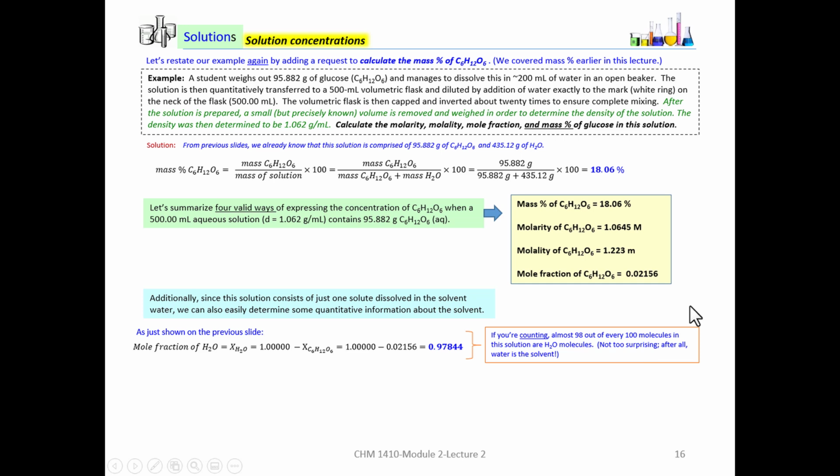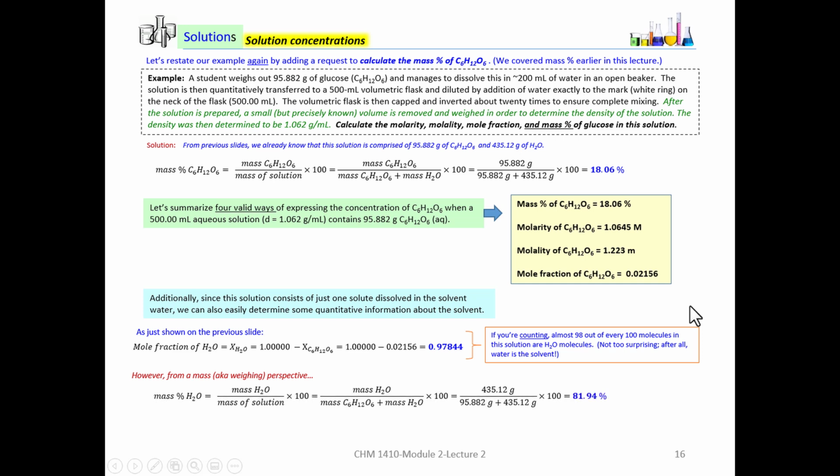Now this is not too surprising after all, since water is the solvent, and the solvent is defined typically as the component of the solution there in the greater molar quantity. However, interestingly enough, from a mass or weighing perspective, the mass percent of water is 81.94%. That would be so because basically you're taking 100% and subtracting the mass percent of glucose.